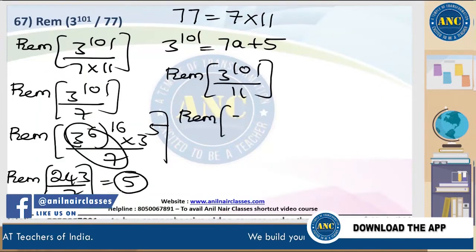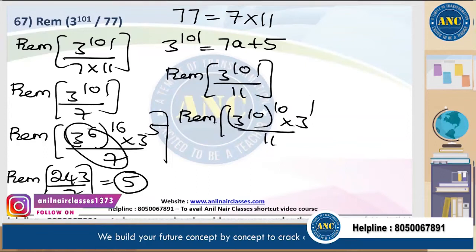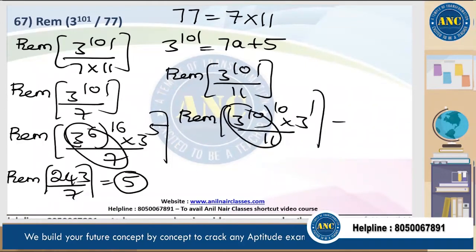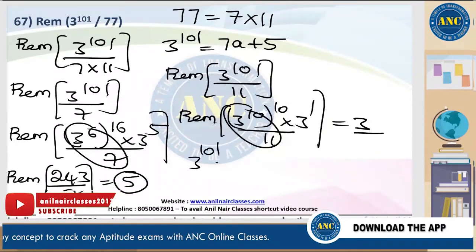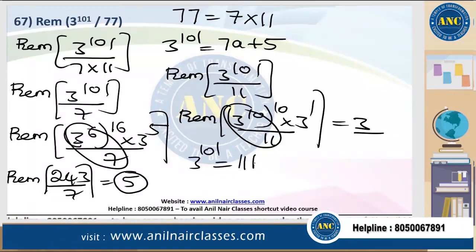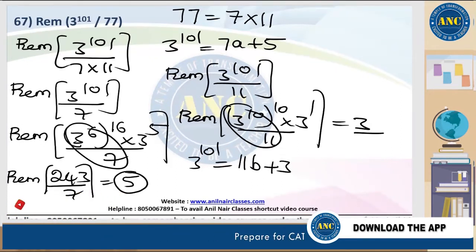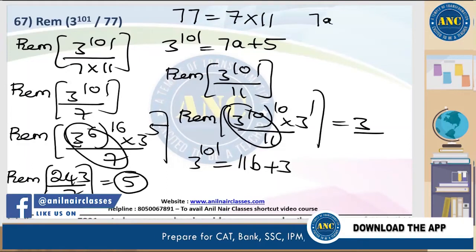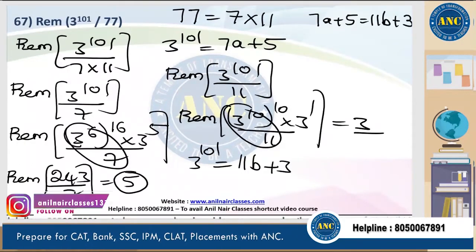So this will become 3 power 10, 10 into 3 power 1 divided by 11. This is also 1, 3. That means 3 power 101 when divided by 11, remainder is 3. Now here you can check answer options which are of the form 7a plus 5 and 11b plus 3. Otherwise 7a plus 5 equivalent to 11b plus 3.